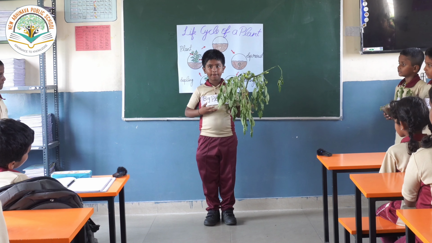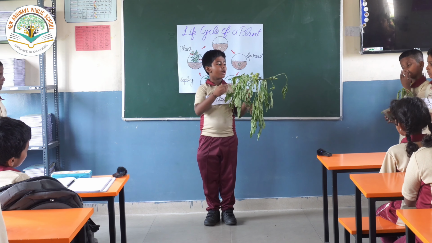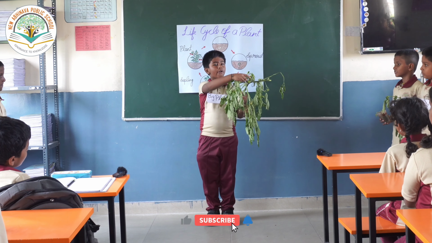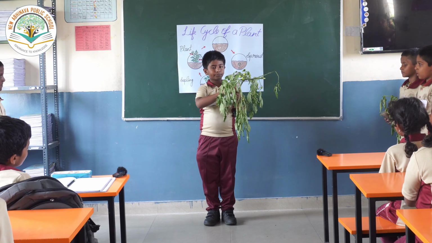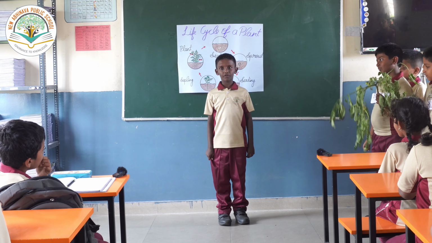Hi, I am a big plant. The tomato plant becomes bigger and grows flowers. Flowers change into fruits. Fruits have seeds. Wow! This is the process of the life cycle of a plant.